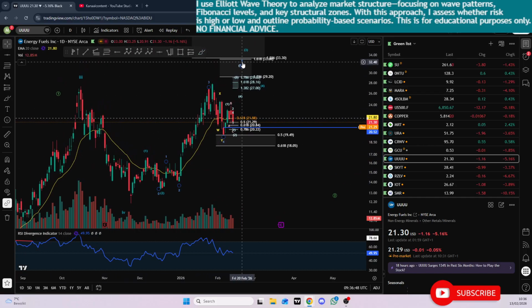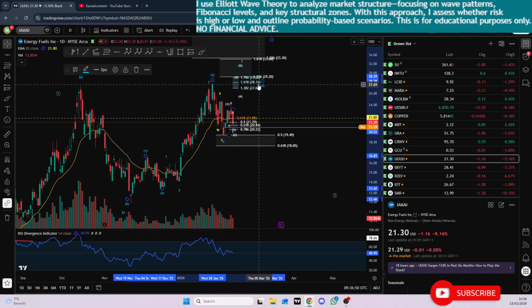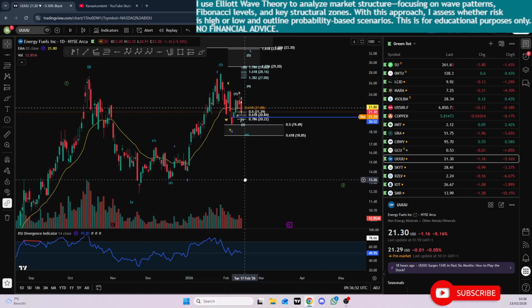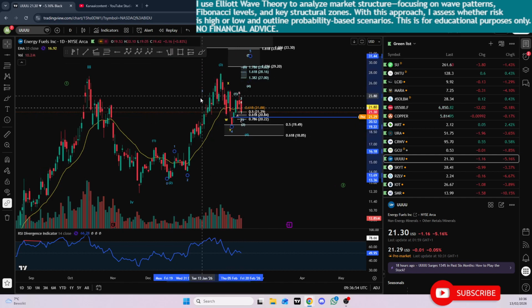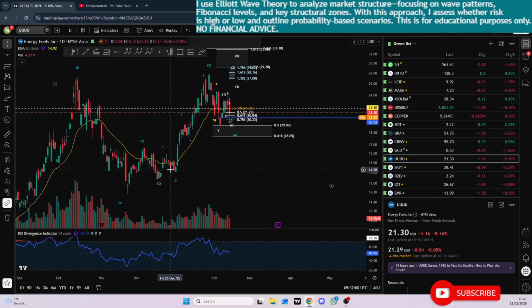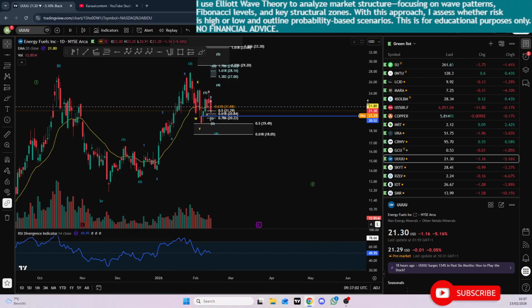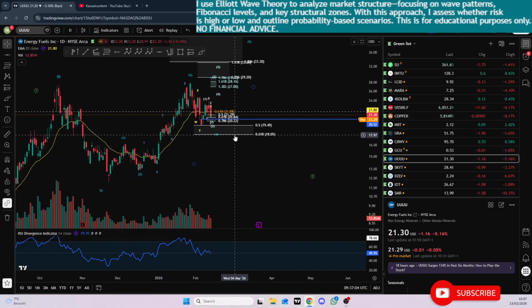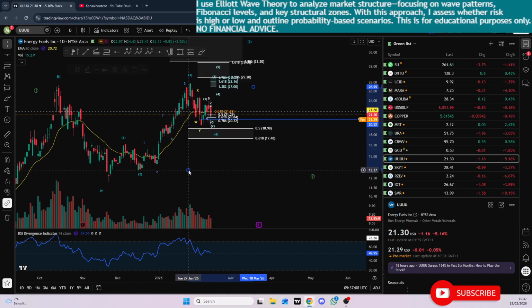But then it makes sense to put this 3rd here, put the wave 4 here, put this 3rd here, put this 4 here, put this 5 here. Okay, I think this is the first thing that I'm going to shift towards if we break here. What this will do is give us a little bit more room to the downside.